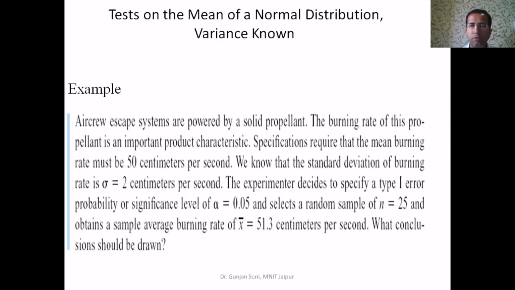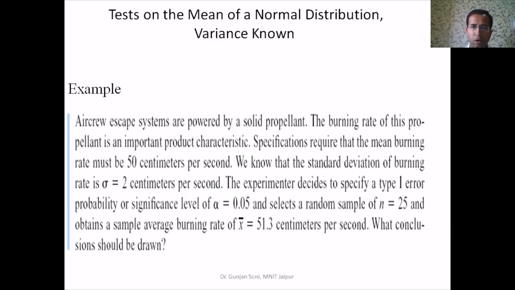Now let's try to formulate a hypothesis first from this one. So basically, the population parameter under consideration over here is mean burning rate. So the mean burning rate ideally should be 50 centimeters per second, while when we have taken a sample, it's coming out to be 51.3 centimeters per second. So when we are formulating the hypothesis, we should know what is the hypothesized mean. Here the hypothesized mean is 50.